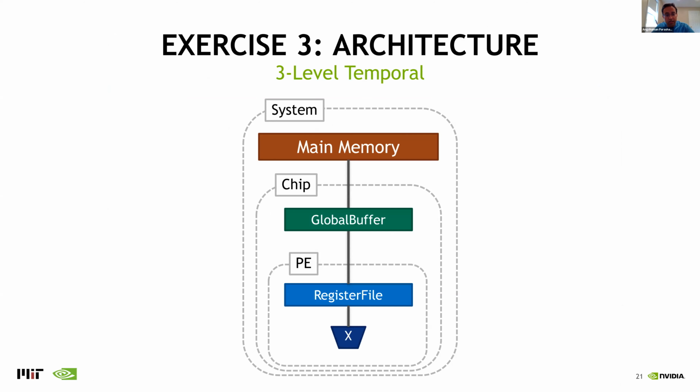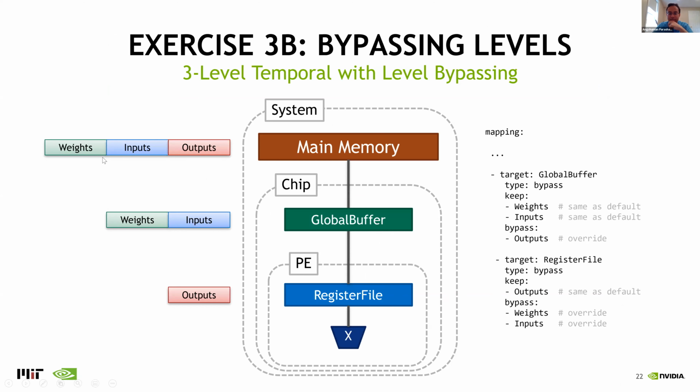So let's move on to exercise 3, in which we are going to go through a more complicated architecture, and this is a 3-level temporal architecture. So we added a global buffer level in addition to the register file. However, it's not particularly interesting to just keep adding levels, so we're going to do something even more interesting here. We're going to add bypassing.